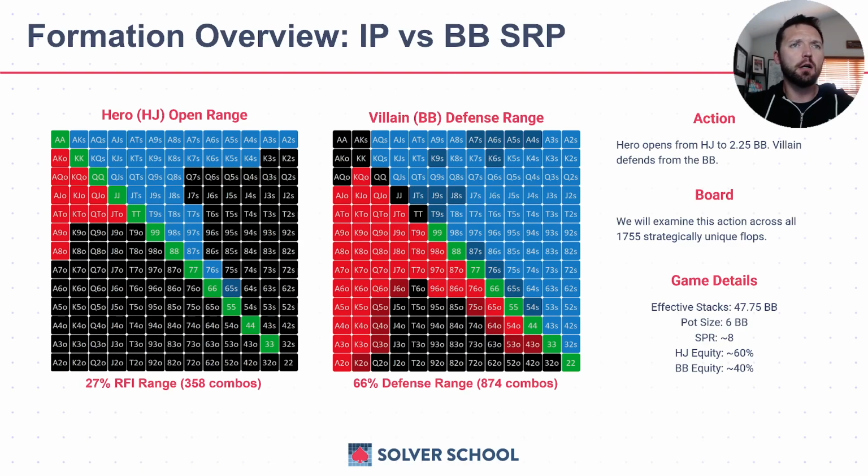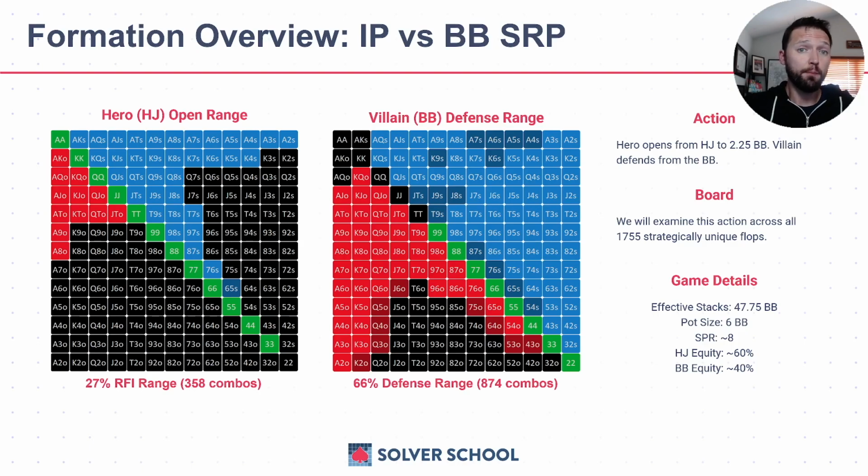For the action itself, we are starting with a hero opening to 2.25 big blinds, and our opponent is in the big blind, and it's going to be calling. Everyone else is going to be folding. So we end up with a pot size of 6 big blinds. Our effective stacks are 47.75 big blinds, which leaves us with an SPR of about 8.